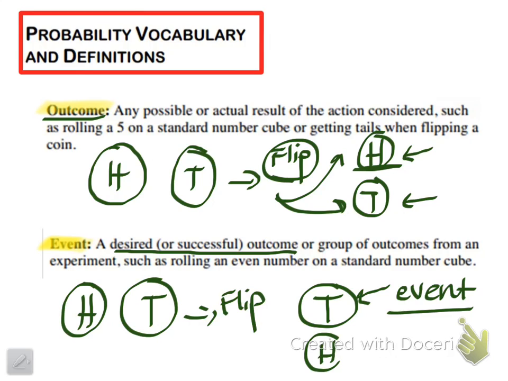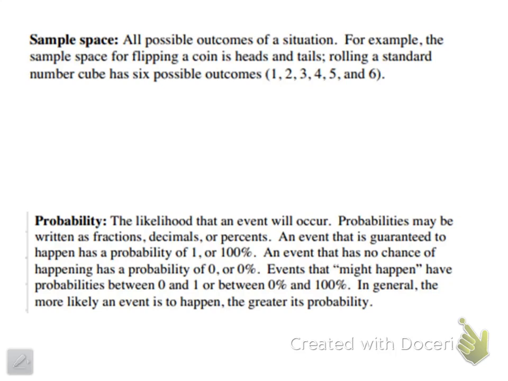If he got a heads, would that be an event? If you answered no, you're correct. Okay, but if he were to flip this coin 100 times and got 50 tails and 50 heads, he would have 50 events because he has 50 desired outcomes, which was ultimately flipping to get tails. Okay, we're going to move on.